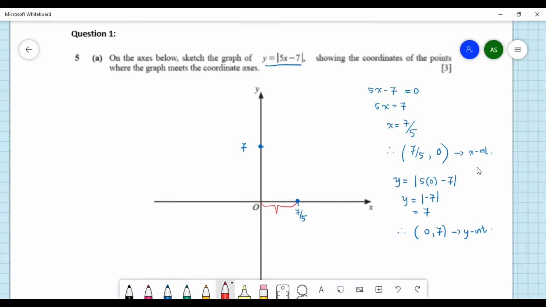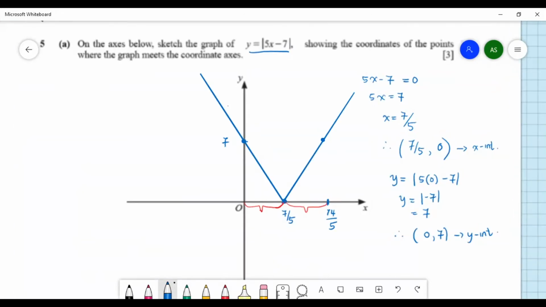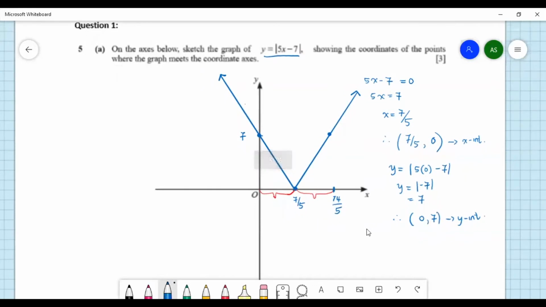So this is 7 over 5, so you have to do the same thing here to identify the other point. So that means this point is 14 over 5. So therefore, when x is 14 over 5, the value of your y is also 7. Alright, so by connecting all of your points, then you will have this graph. So this is the graph of your function y is equal to the modulus of 5x minus 7.